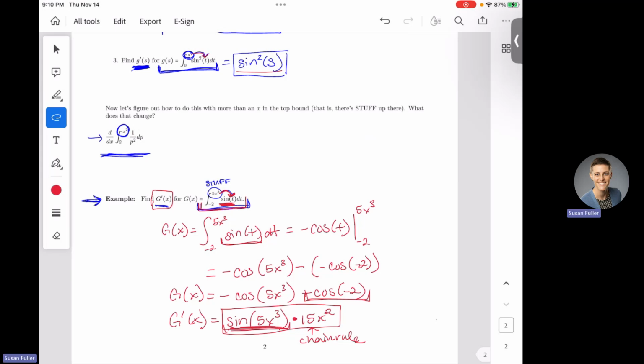So if you have a function up here, right? If you have more than just a variable, if it's stuff, what you're going to end up with here is your original function inside of here with that stuff plugged in times the derivative of your stuff. The derivative of your stuff, this is what's going to pop out from this chain rule. So really, if we have a function up here in our top bound instead of just an x by itself, we can just plug our bound in, but then don't forget to multiply by the derivative of that function up there.